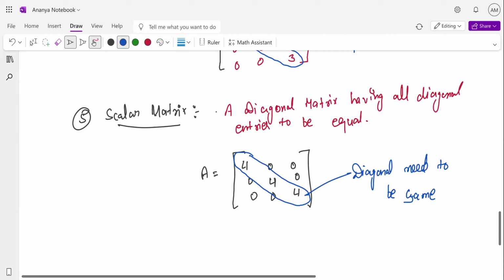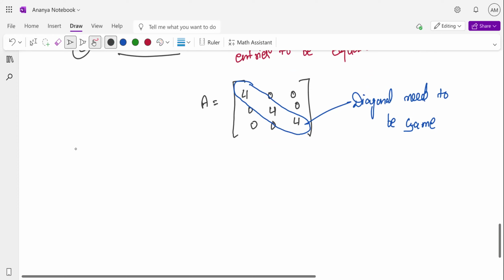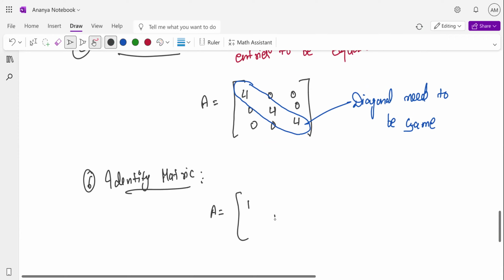The next matrices which are important: this is called the identity matrix. Fifth and sixth matrix. Identity is very important because it is used many times. Okay, identity matrix. Just take the same matrix. In this case, what happens? All the diagonals just go as one. That's it.